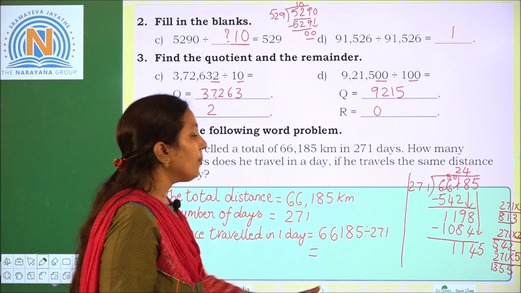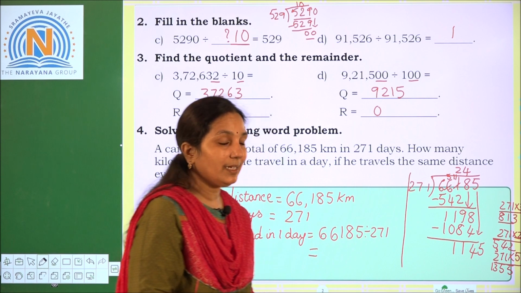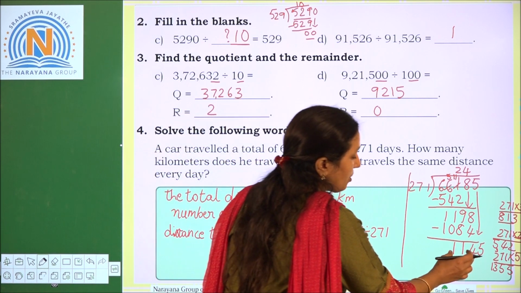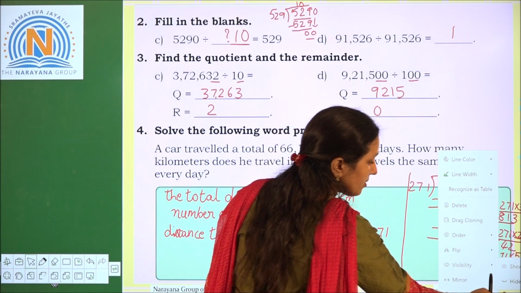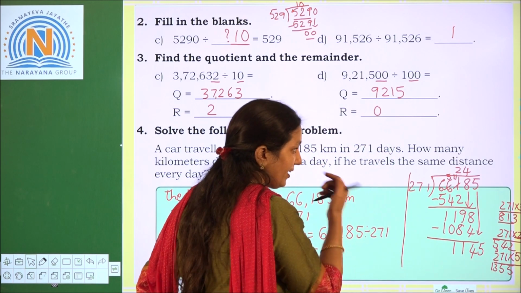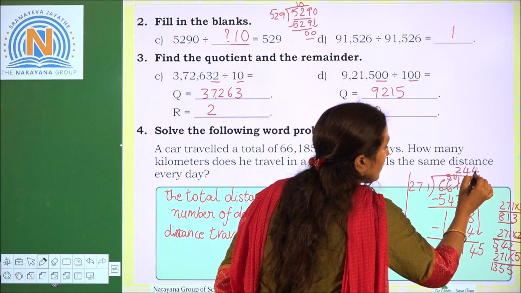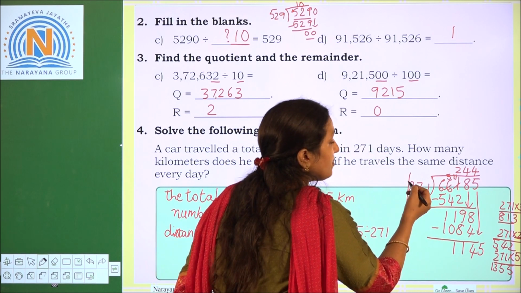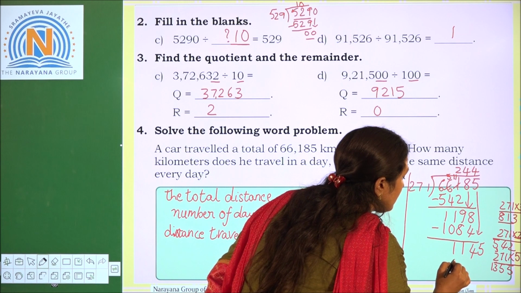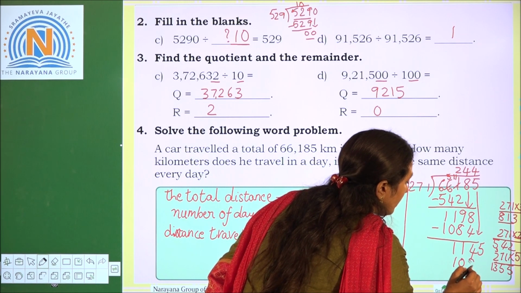So again, how many times can we take approximately? Can we take 5 times? No, because 5 times it will be greater than this number. So we can take again approximately 4 times. So 4 times 271 is 1084.